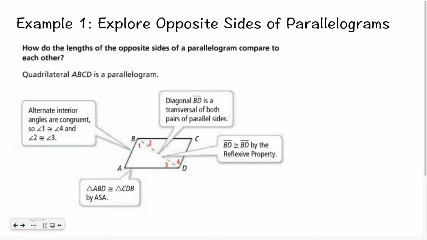If you drew that diagonal in, you would also be splitting the parallelogram into two triangles, and those two triangles would be congruent because, as we just said, we'd have an angle that was congruent, and then we would have this side, because of the reflexive property, and then we would have another angle. So it'd be those two triangles, ABD and triangle CDB, would be congruent by angle, side, angle.